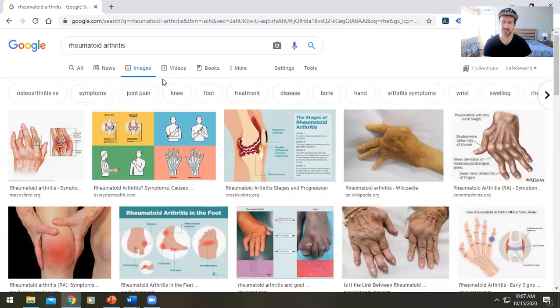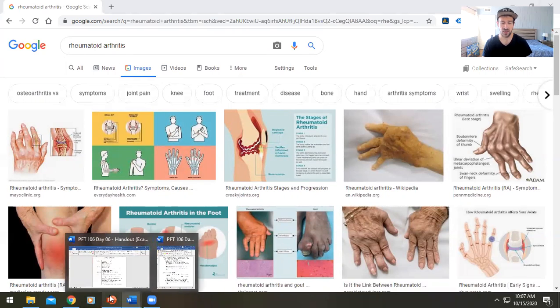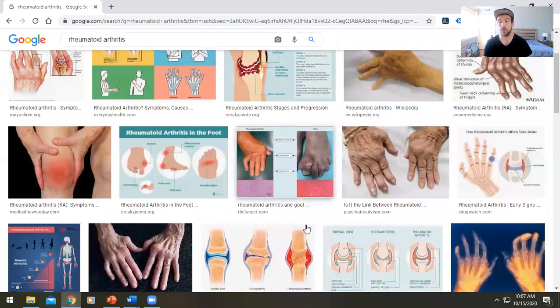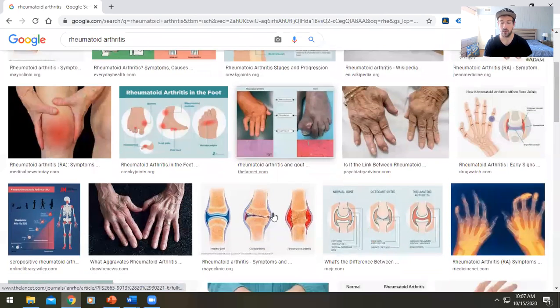So when I say autoimmune disorder, what I mean is I'm actually talking about your own immune system attacking your body, which is a bummer. You'll see some of the odd symptoms of rheumatoid arthritis, like flushed cheeks, which is actually a warning sign because it also affects their skin in other ways. But when we're talking about the joints, it's an autoimmune disease in which the body experiences a thickening of articular tissue. So the tissues between your joints, your body will actually make more and more and more of it.